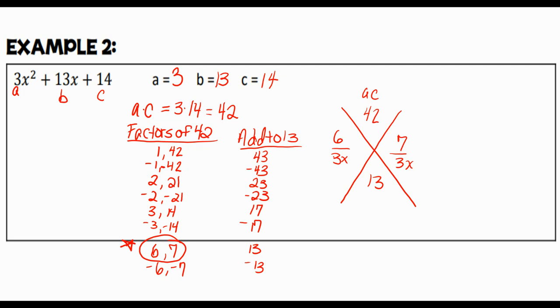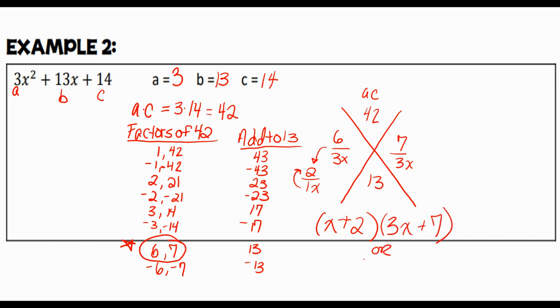6 over 3 is a reducible fraction. And when I reduce that, I'm going to just draw a little arrow. I end up with 2 over 1x. So my factor would be x plus 2, because again, we read from bottom to top. And then 7 over 3 cannot be reduced, so I could write it as 3x plus 7.